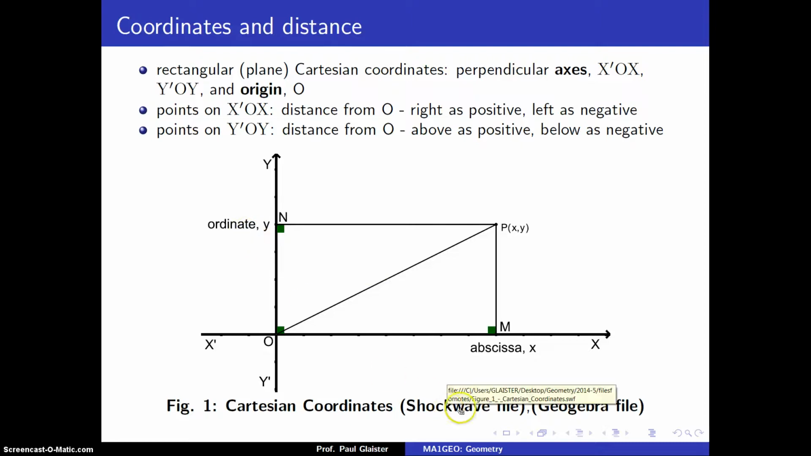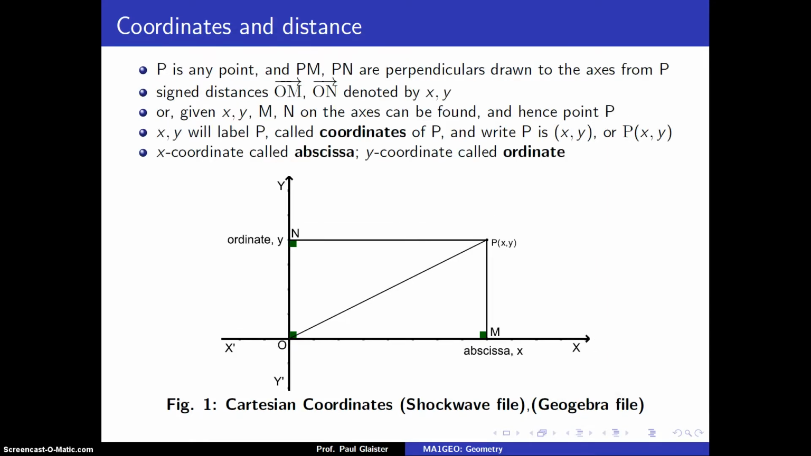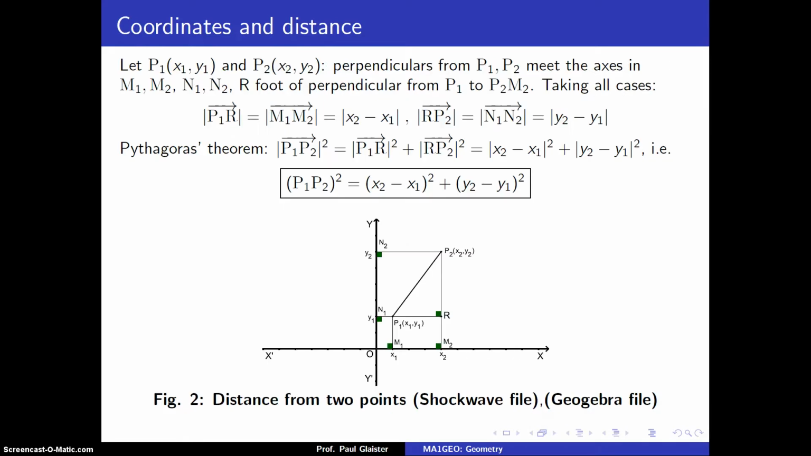Again, you can access shockwave files and GeoGebra files associated with that figure. So this is all described here. Now, having done that, we can talk about the distances between any 2 points in the plane. Whilst one can use just general letters for points in the plane, it's very helpful if you use suffix or subscript to denote the x and y coordinates of points.